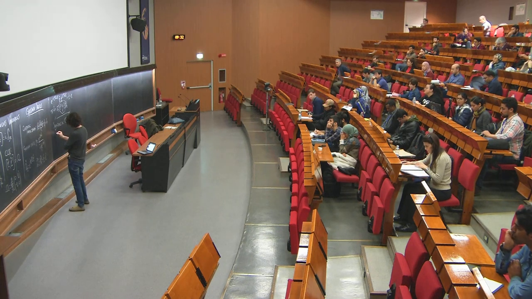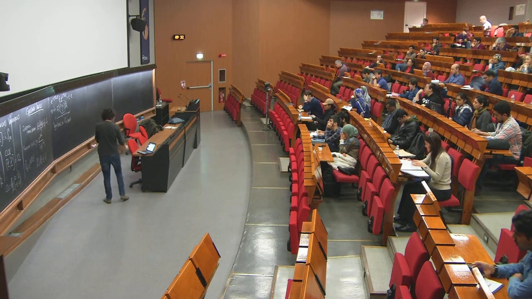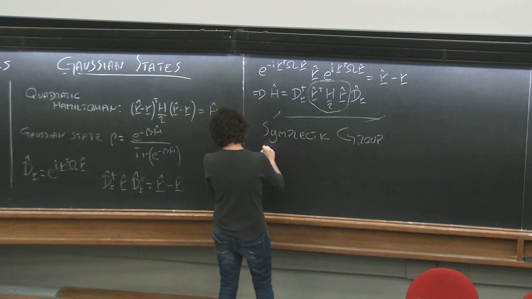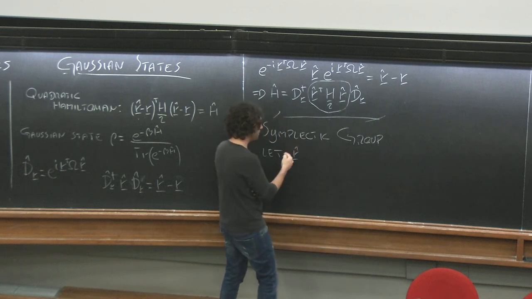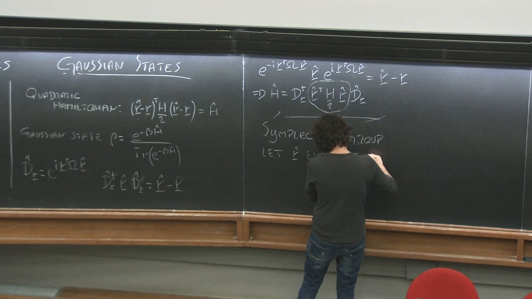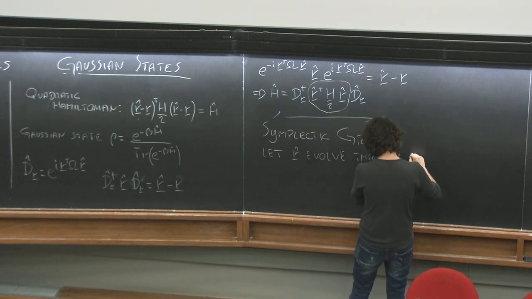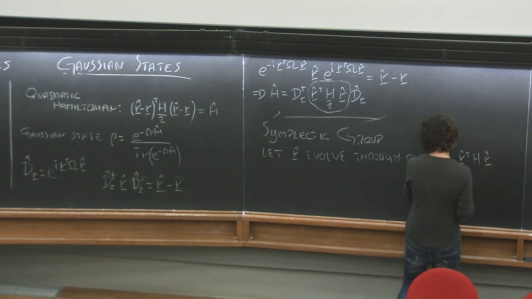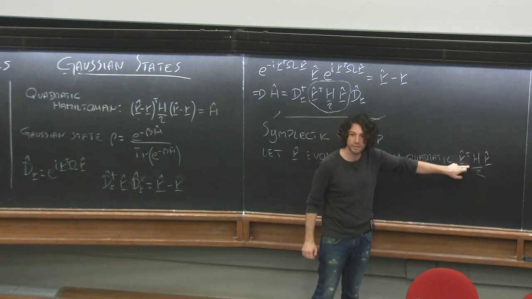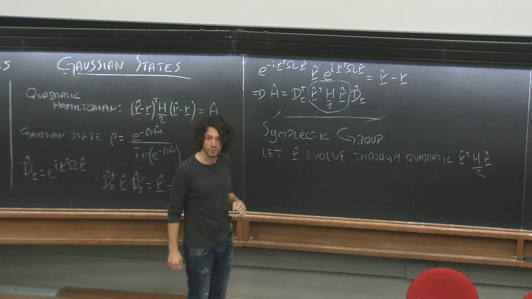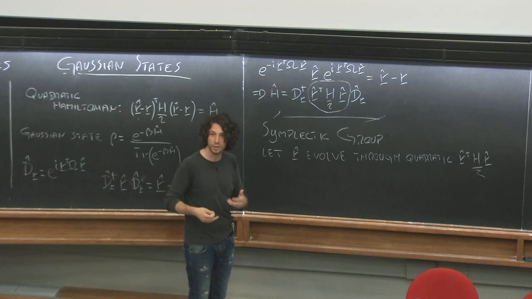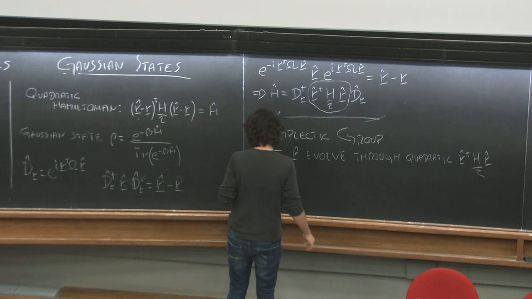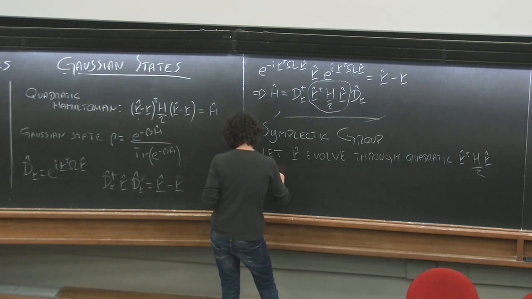And here I always forget a sign, so let me pick it the same way because I keep switching this. Okay. Right. So let this canonical operator evolve through the quadratic Hamiltonian, one half R^T H R. So we want to evolve this vector and see what happens, because we want to understand what the action of this purely quadratic polynomial is on the canonical operators that define the whole system, in the sense that has been already discussed. So R dot equals this.